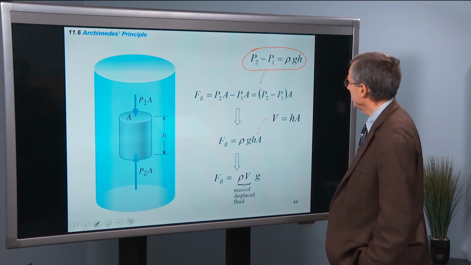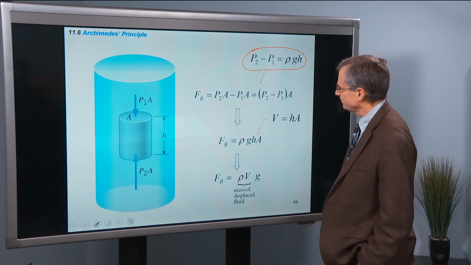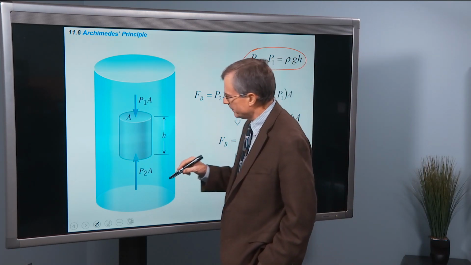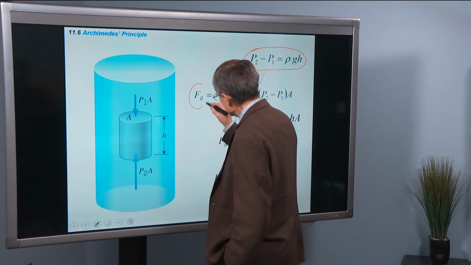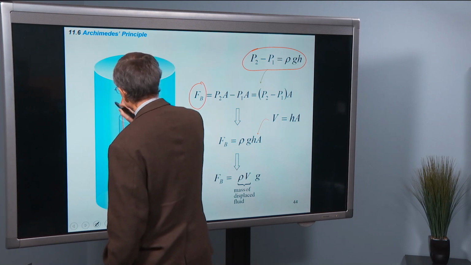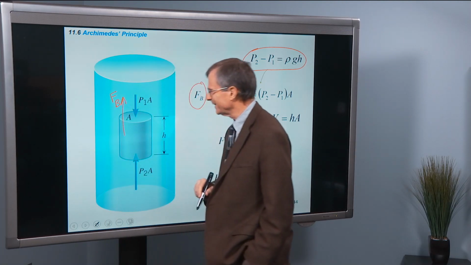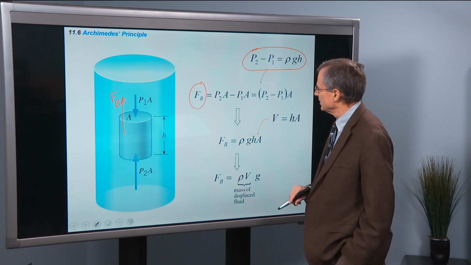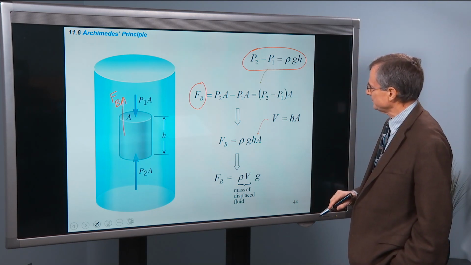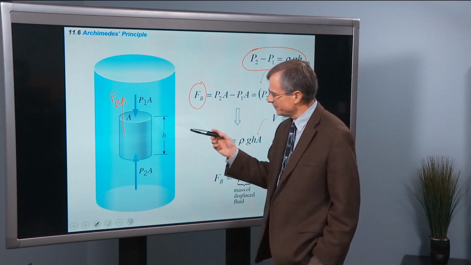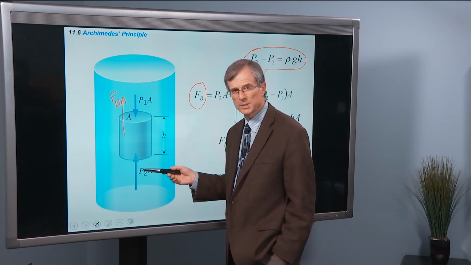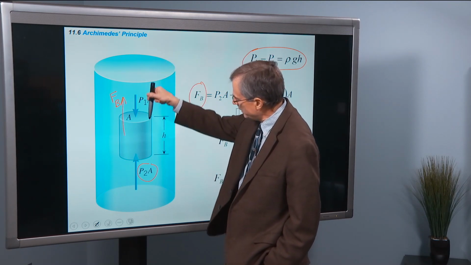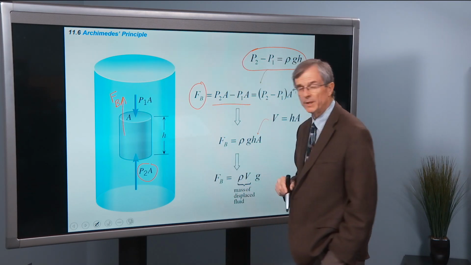So P2 minus P1 is rho GH. The force, okay, so we're asking about the buoyant force. So this is the force of buoyancy. And we want to know what that is. This whole thing has to be in equilibrium. So the buoyant force is the difference between these two pressure forces. A force P2A that pushes up, like we talked about before, and a force P1A that pushes down. The buoyant force is the difference between these two.